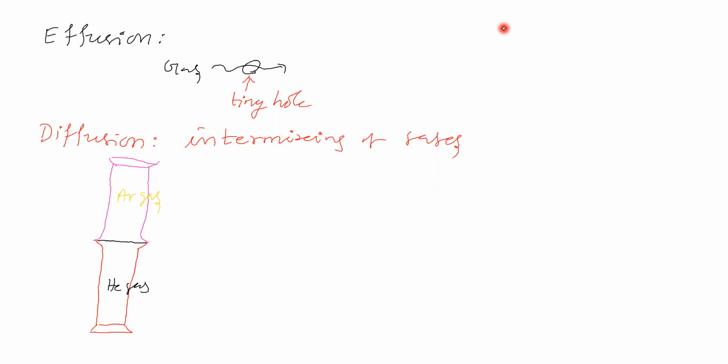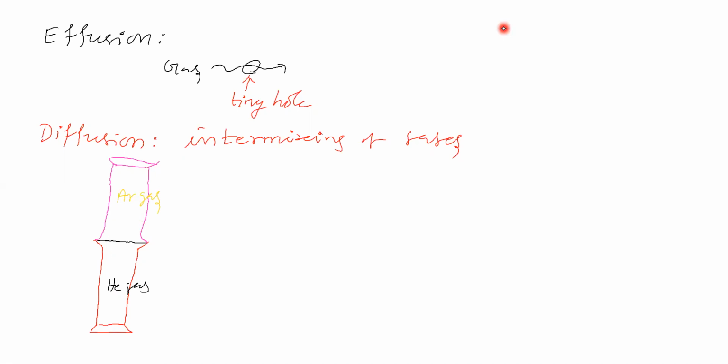After removing this partition, the helium gas and argon gas are mixing with each other. While mixing, which gas will go towards which place? Will helium gas move upward, or argon gas move downward, or will both happen? Both will happen.